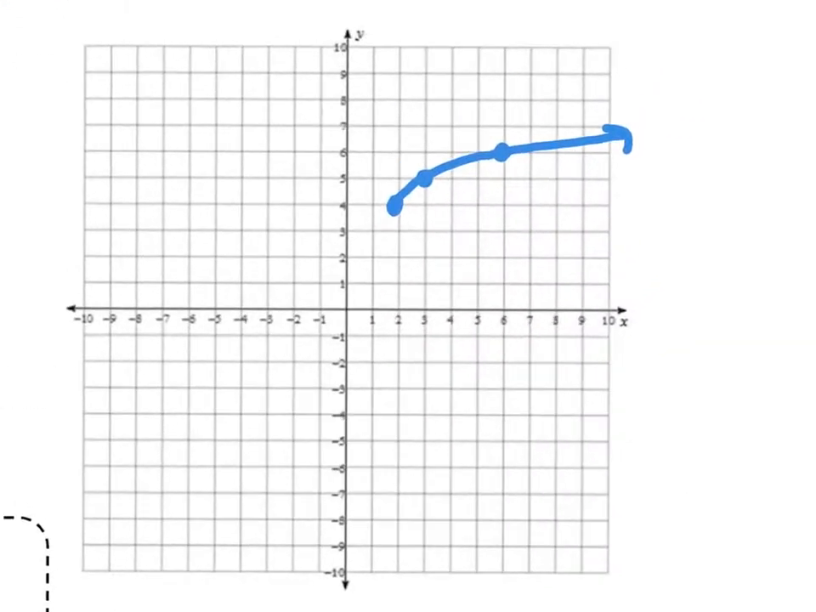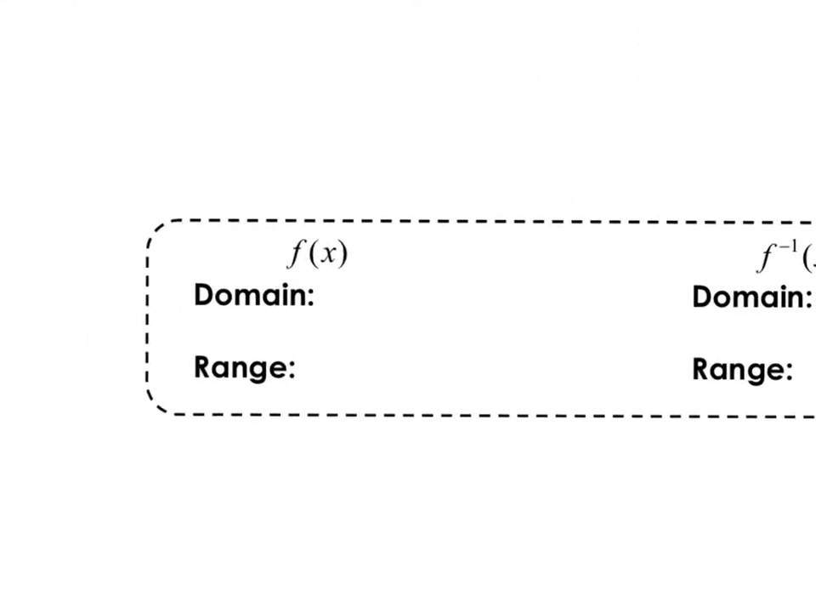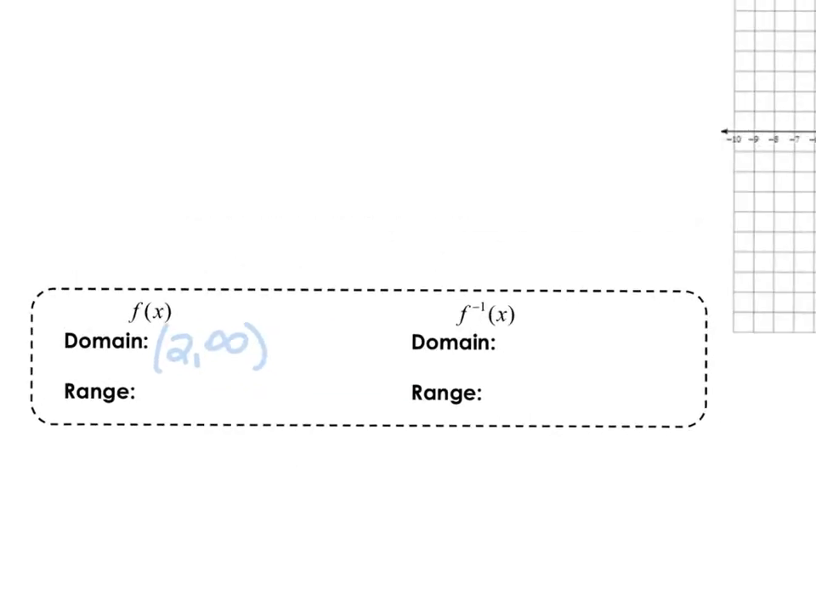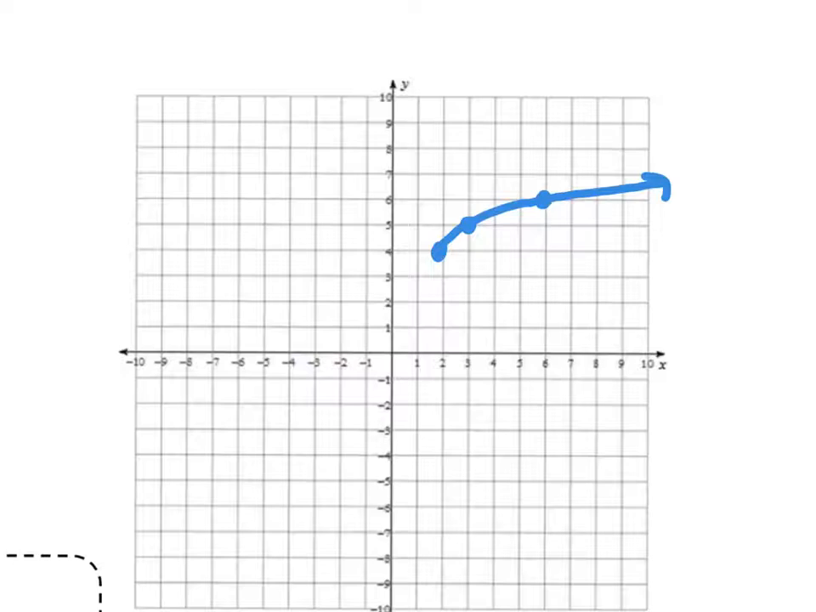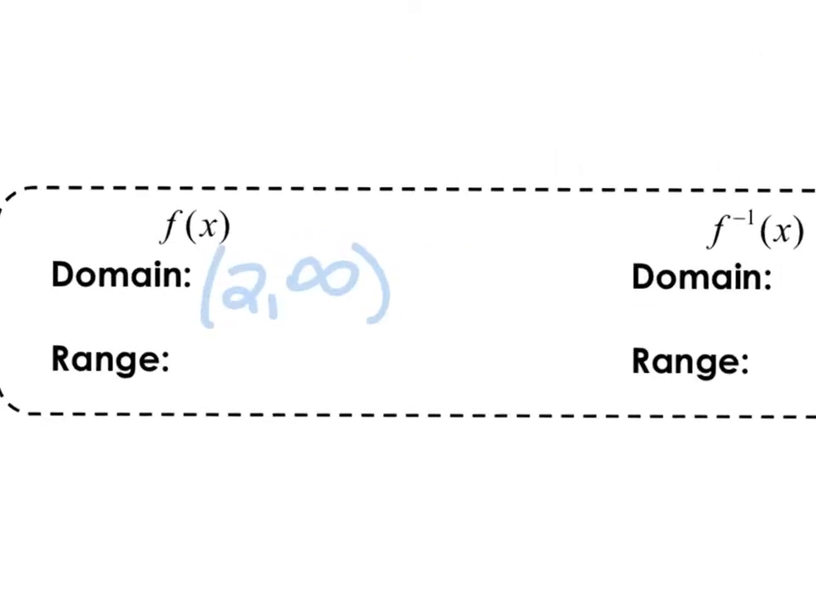Now my domain, take a look. My x values don't actually start until about right here, right? And that is at 2. So my domain starts at 2 and then goes on forever. So I'm actually going to write that in. My domain starts at 2 and goes to infinity. My range, same thing. It doesn't start from negative infinity. My range starts here at 4 and then it goes on up forever, right? So my range goes from 4 to infinity.